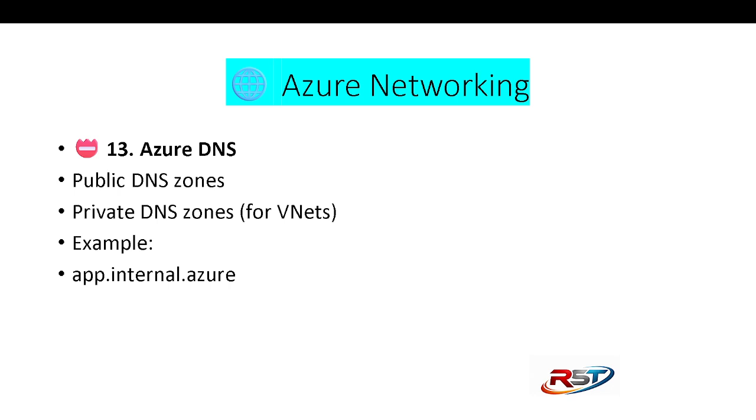Next one is Azure DNS. Public DNS zones, and private DNS zones for VNets. Example: app.internal.azure. So Azure DNS is for the Azure network. If we have any custom DNS, we can configure the custom DNS.